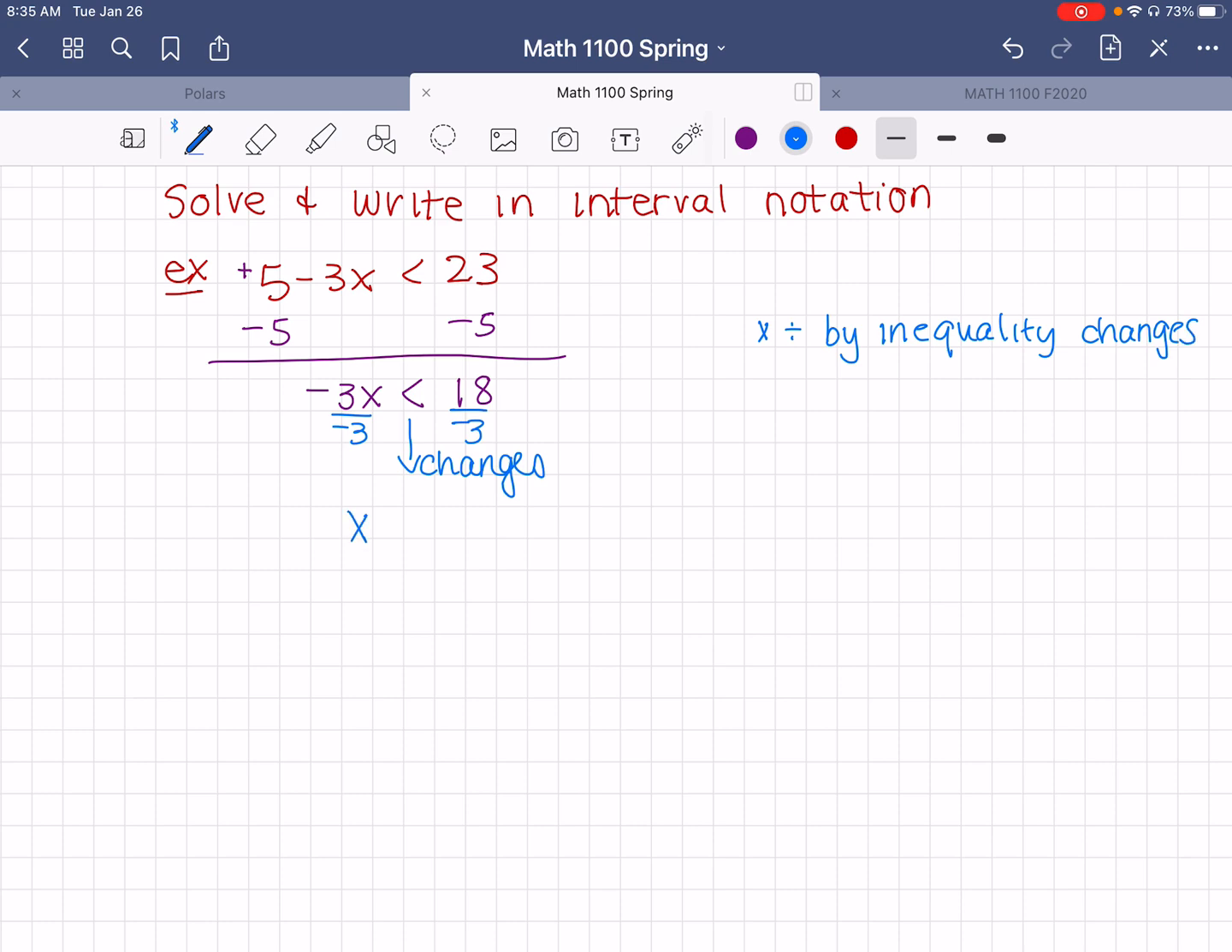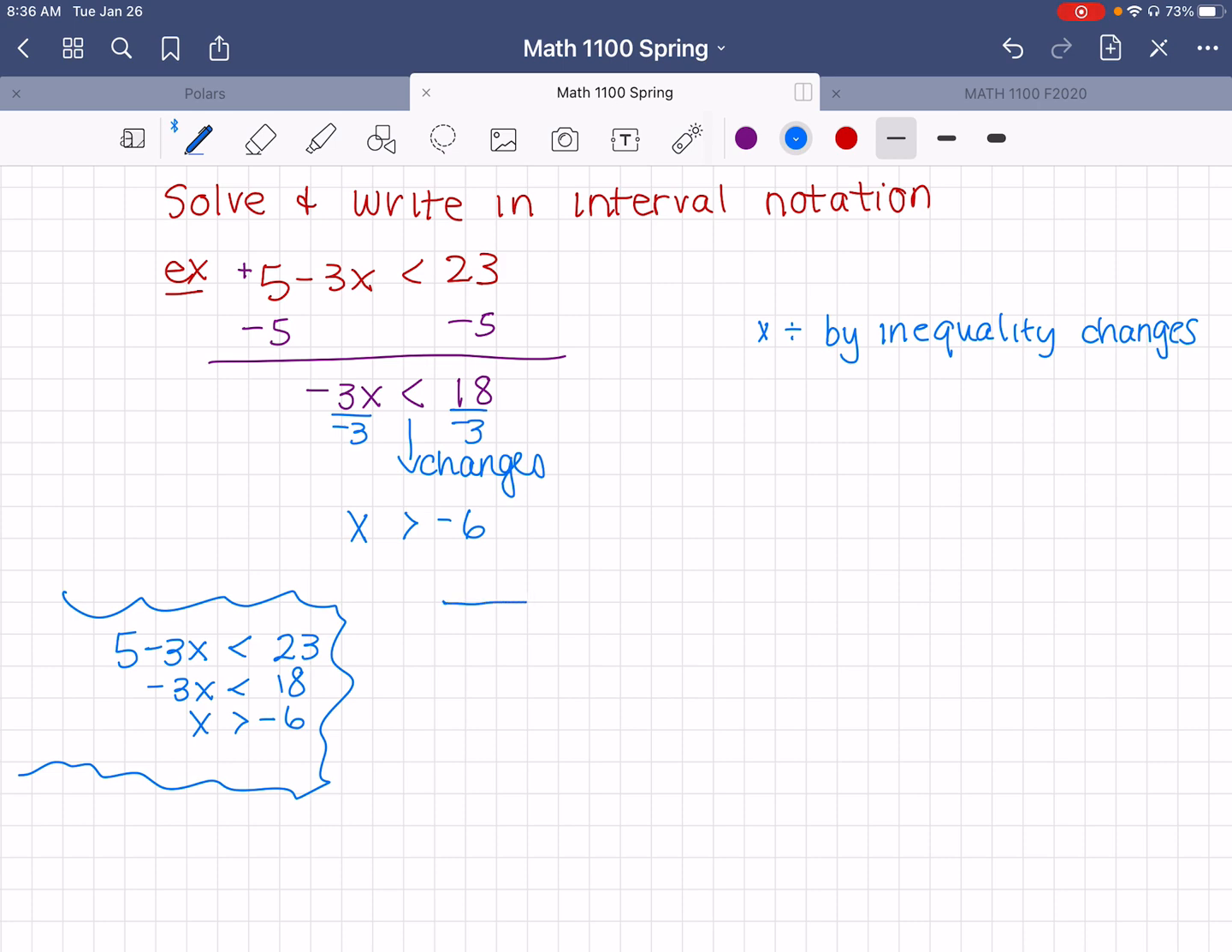So this becomes x is greater than, and then 18 divided by -3 is -6. Okay. If you had on your work for a test or a quiz, if you just had -3x is less than 18 and then x is greater than -6, that is fine. You are mathematically sound to have that.